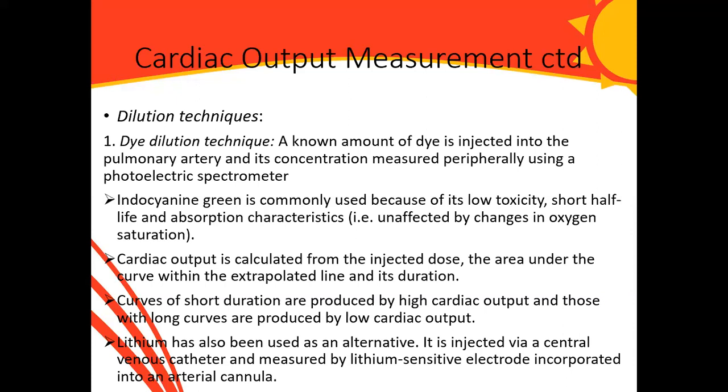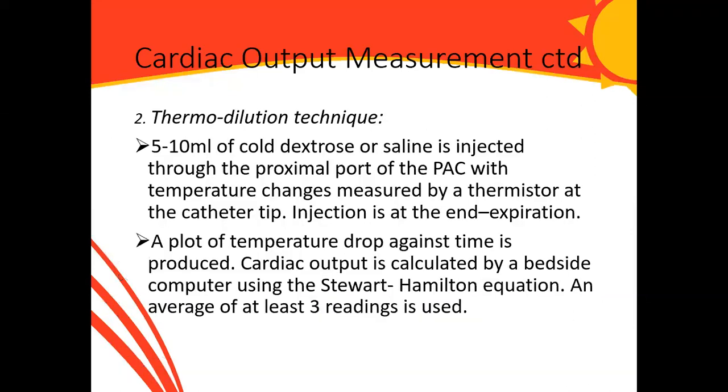An alternative to indocyanine green as a dye injected is lithium. Lithium can be used, but lithium is injected via a central venous catheter, and you measure the peripheral concentration of lithium by using the lithium-sensitive electrode, which is incorporated into an arterial cannula. So this is the dilution technique for measurement of cardiac output.